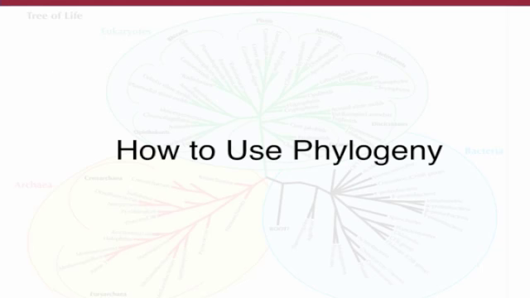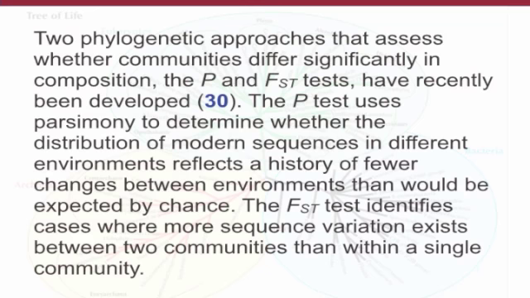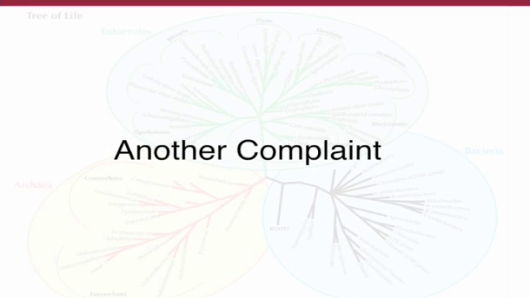And so they then go through a few of these. So they say, how does one use phylogeny? And I don't know if people are familiar with these, but there's a whole suite of these methods. Some came from people trying to do conservation biology, some came from other methods. So there's this p-test and this FST test, and these are the ones that people had been using with sequence data for doing these types of phylogenetic comparisons. And they complain again about these.